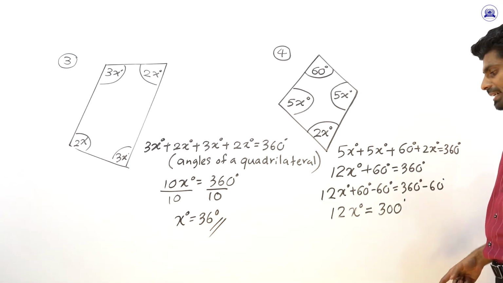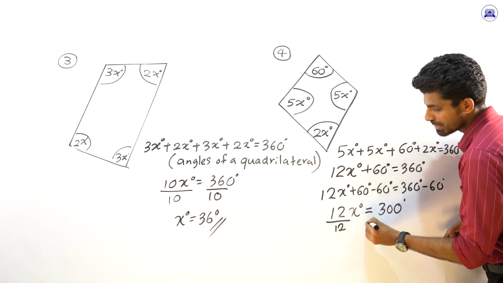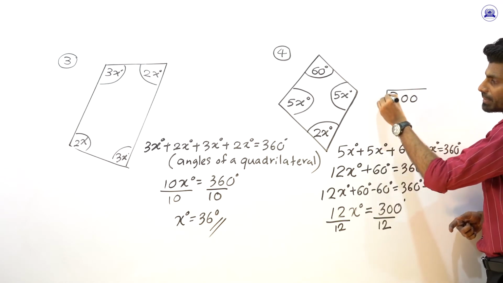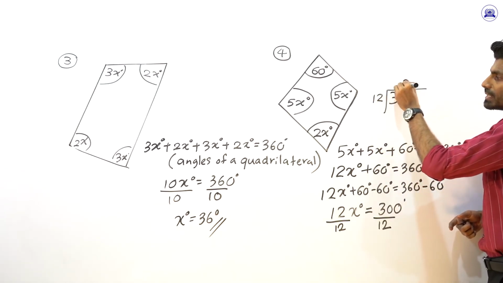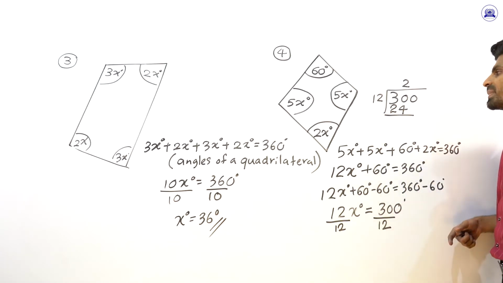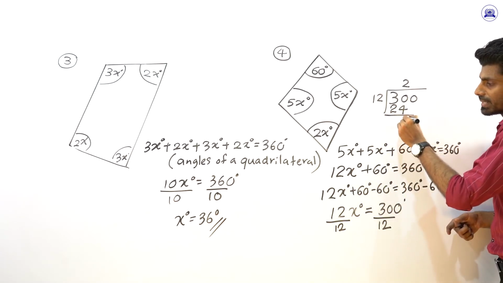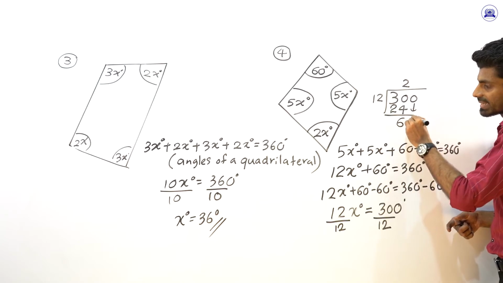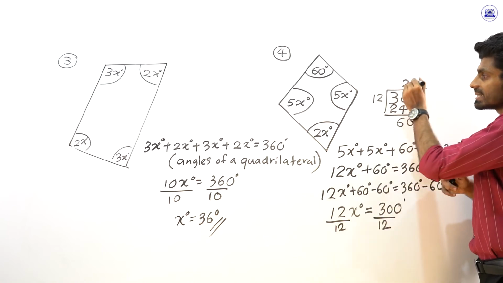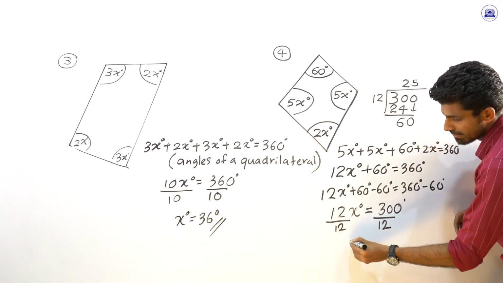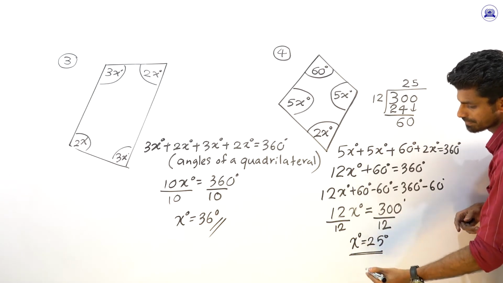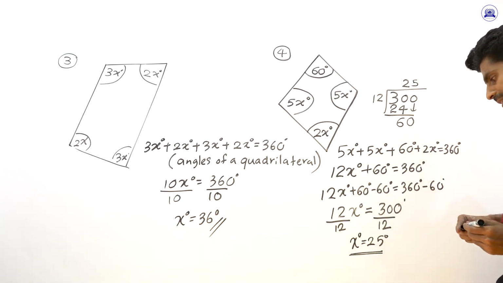12x equals 300. Now what do you need to do? You need to divide both sides by 12. So 300 divided by 12. Then 12 into 2, 24. 30 minus 24, 6. You need to bring that 0 down. So how many 12s for the 60? Very easy, just 5. Then what is the answer? x equals 25.